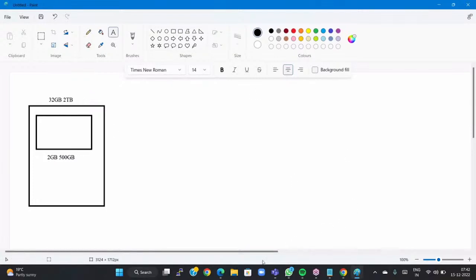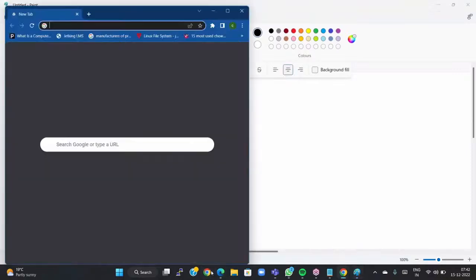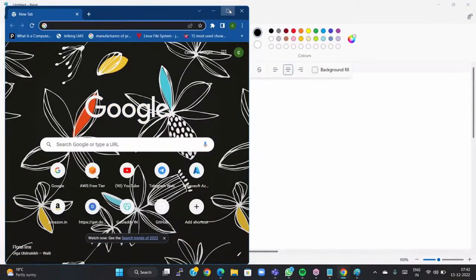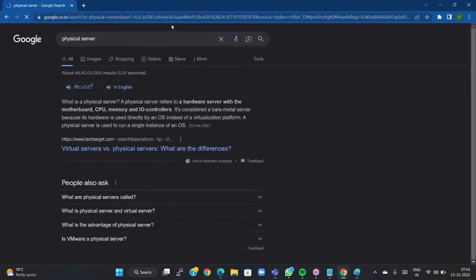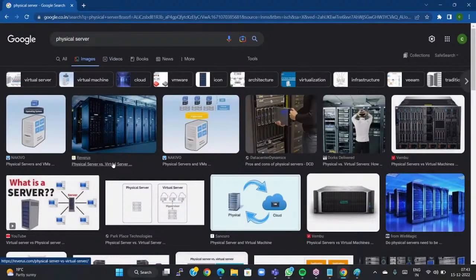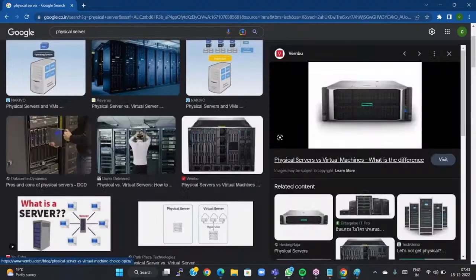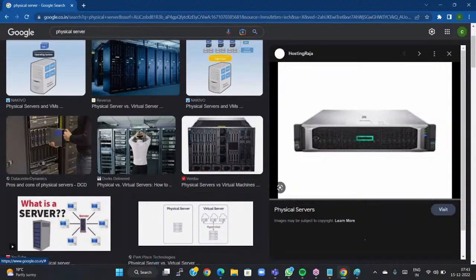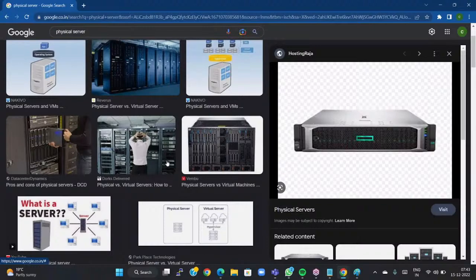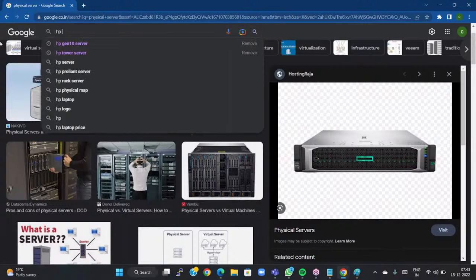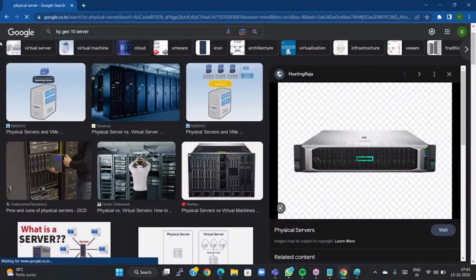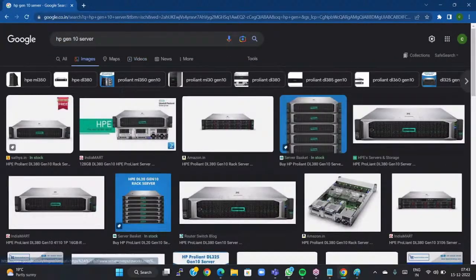If you want to see the physical servers, there are several types of physical servers. I will just show you a server. If you go and check it out, this is how your physical servers will look. This is the HP server, this is the rack server and so on. Or I will show you HP Gen 10 servers. This is how your server will look.